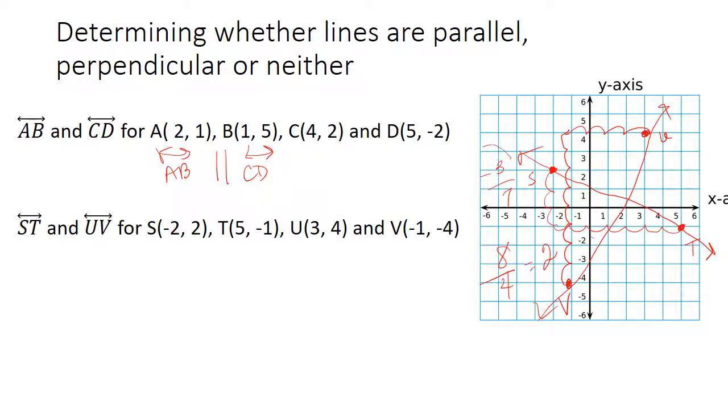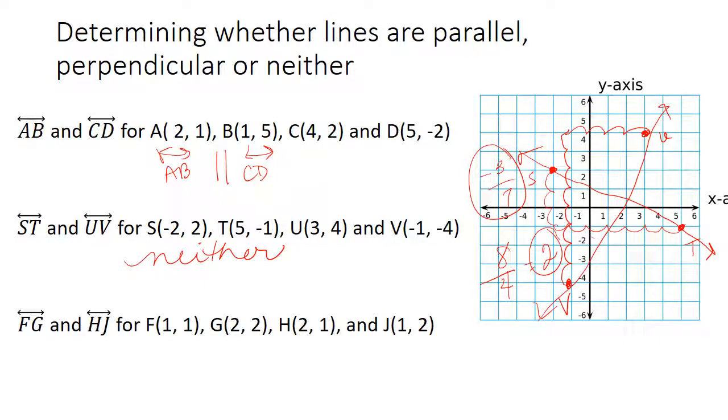So I have a slope of -3/7 and a slope of 2. They are not the same slopes, so they are not parallel, and they are not opposite reciprocals. If we multiply them together, we get -6/7. That doesn't equal -1. So they are neither parallel nor perpendicular. So I'm just going to say neither.